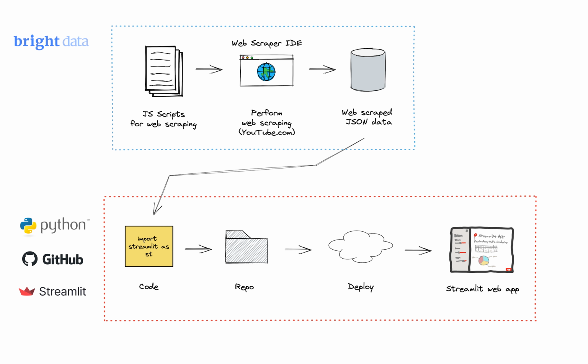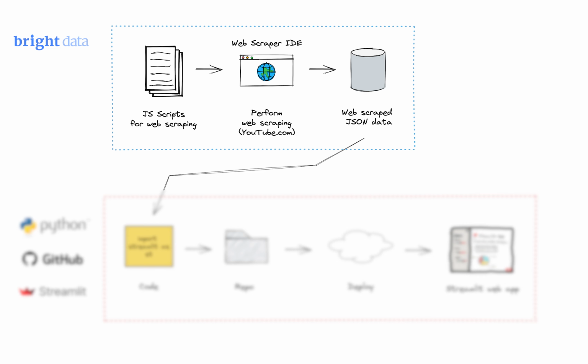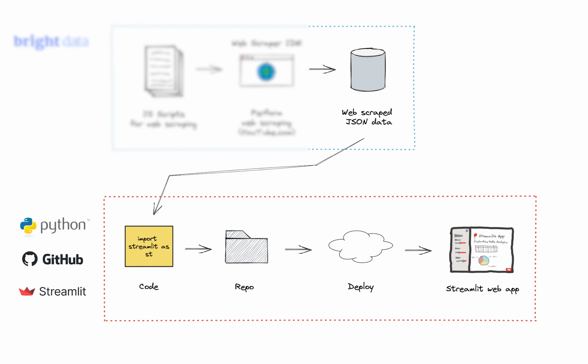And now we're going to take a closer look at the tech stack. So at a high level, you're going to see that there's two main sections. In the first section, we're going to perform web scraping with BrightData. And in the second section, we're going to take the web scraped data and then perform data analysis as well as coding the Streamlit web app. Let's hover back to the first part.